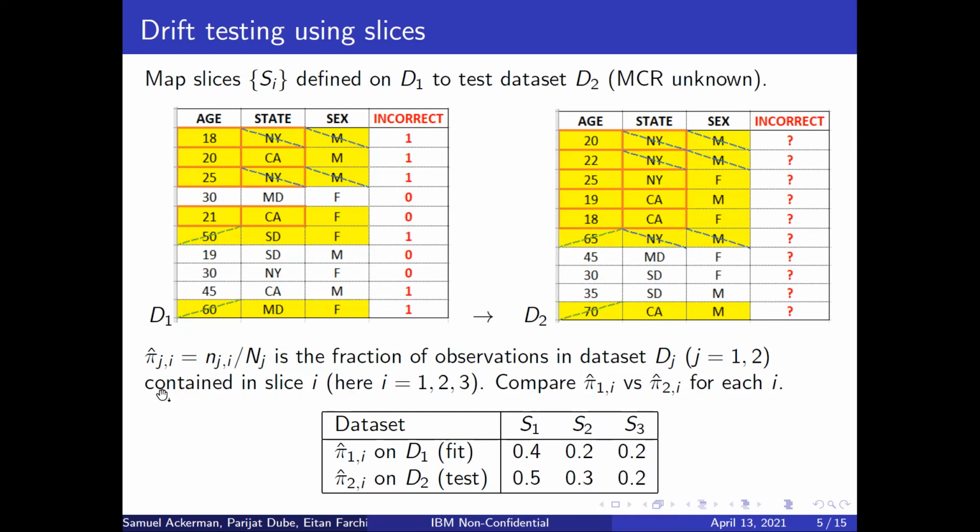And what we'll do is, for each slice, we'll calculate π_ji, the fraction of the observations in the data set contained in that slice i. So we'll compare between the two data sets the fraction in each slice. You'll see, for example, slice 1 changes from 40% to 50%, S2 goes from 20% to 30%, and S3 still stays at 20% of the observations.